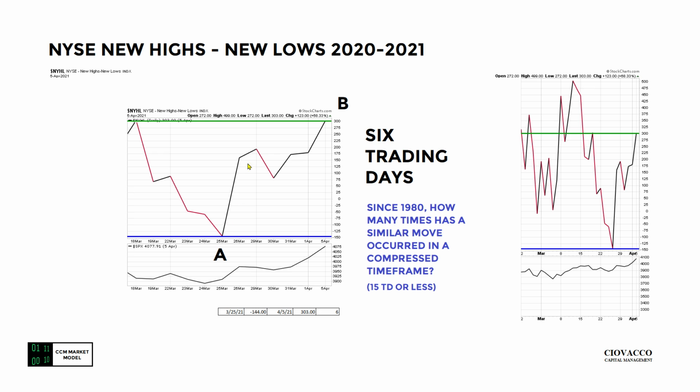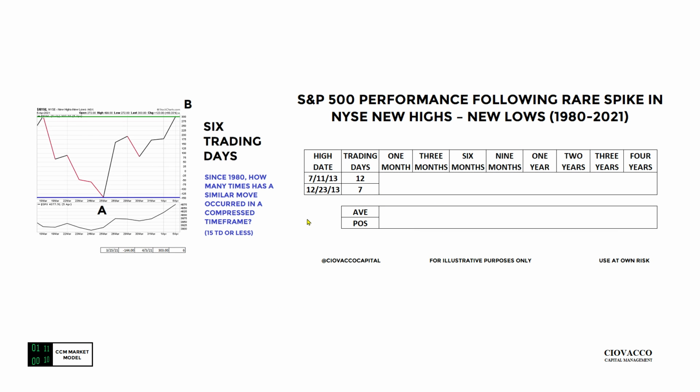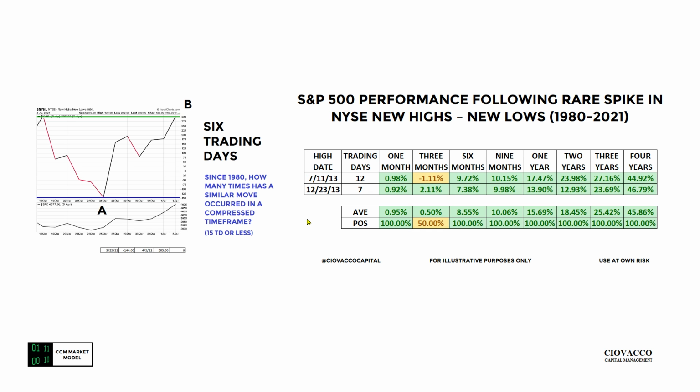We thought this move in 6 trading days was probably relatively rare. As it turns out, going back to 1980, it's only happened 2 previous times. Both of them occurred in calendar year 2013. Thus, it might be helpful to know, how did the stock market perform in the 2 previous cases, the only cases seeing a similar move going back to 1980? Answer: quite well. Stock market in both cases higher, 6 months all the way out to 4 years later. Average gain 4 years out, 45%.